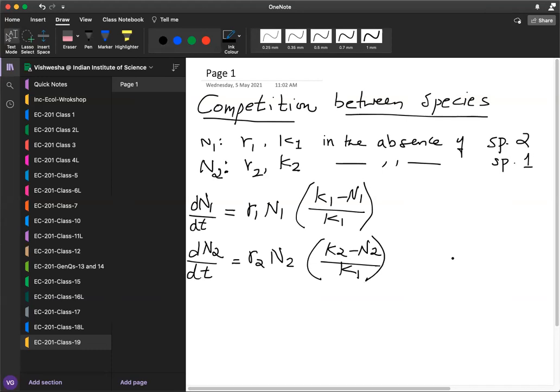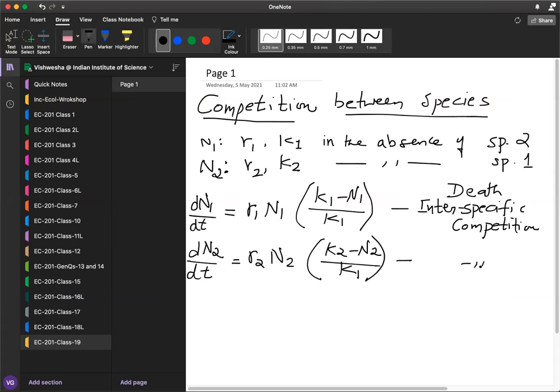So this we call intra-specific competition as well. So how do we incorporate that? Basically, there has to be some additional depth, right? Additional growth rate that captures inter-specific competition. We can say this is reduced growth rate or increased death due to interspecific competition. Likewise, the same here. Now, how do we go about doing that?